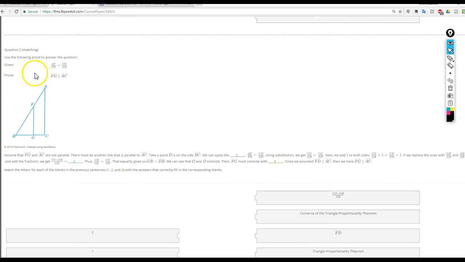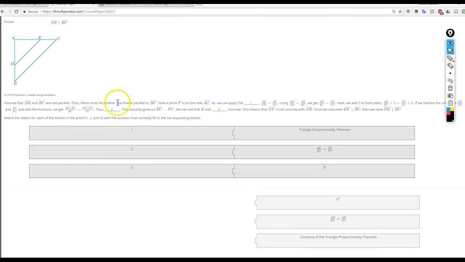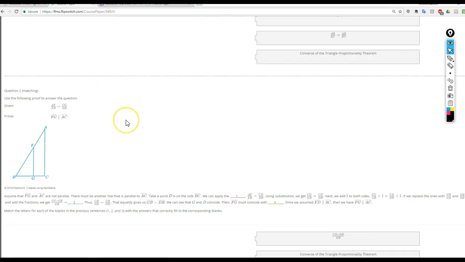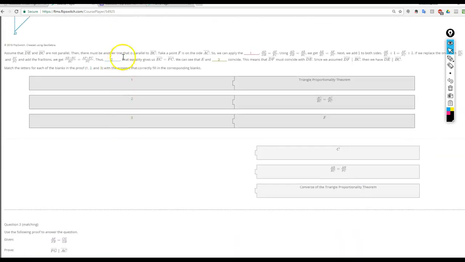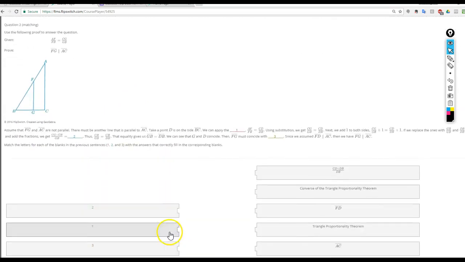Use the following proof to answer the question. This one is extremely similar to question 1. So I will let you use your power of observation and compare question 1's proof to question 2's and fill in the blanks.